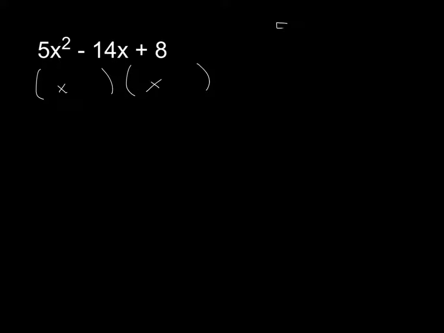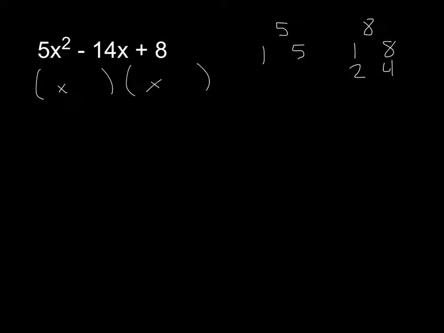So the factors of 5 are 1 and 5. Those are the only two. That's a prime number, so those are the only factors. Factors of 8, you could do 1 times 8, you could do 2 times 4, and those are the only factors there.